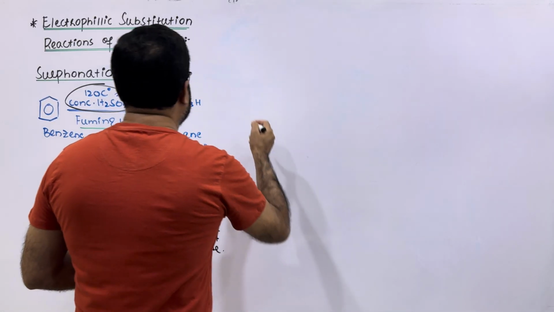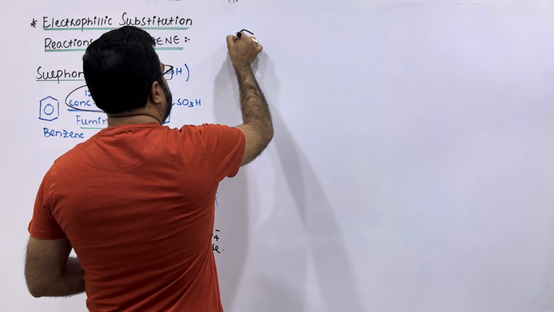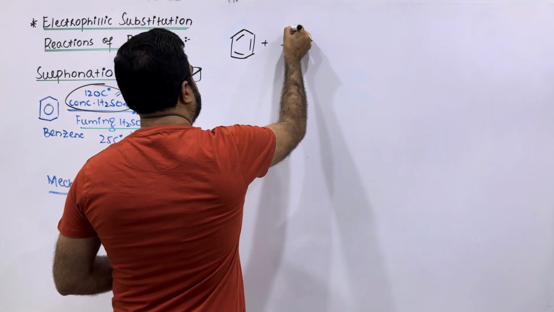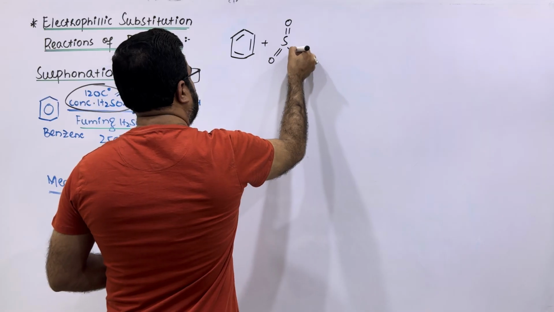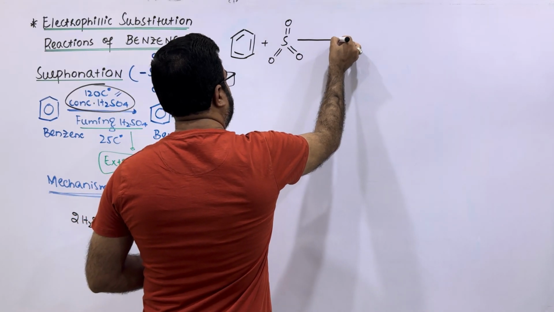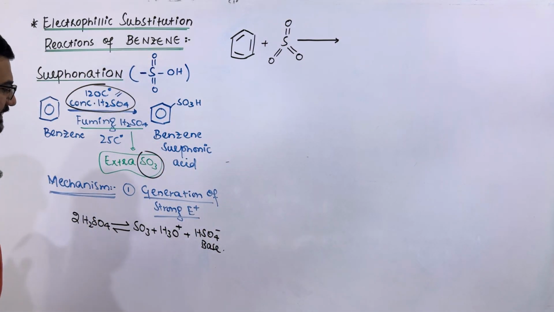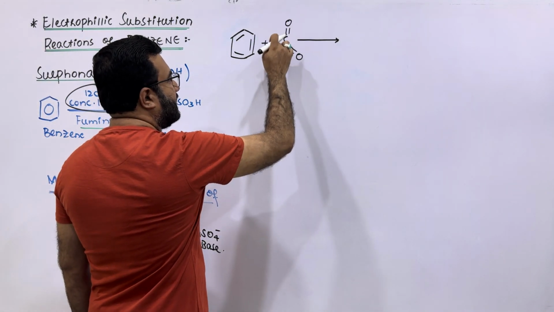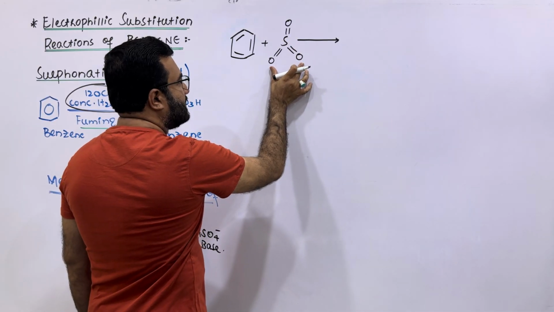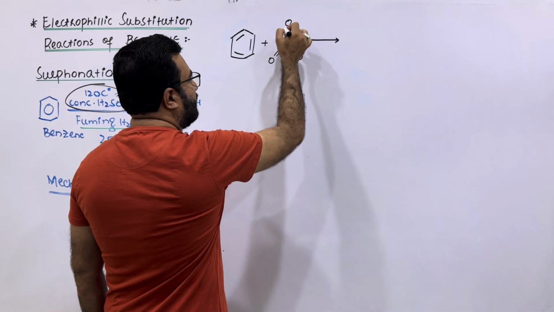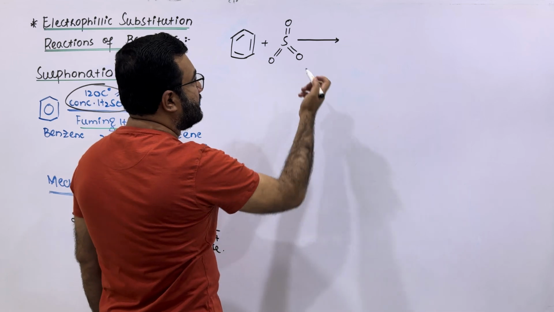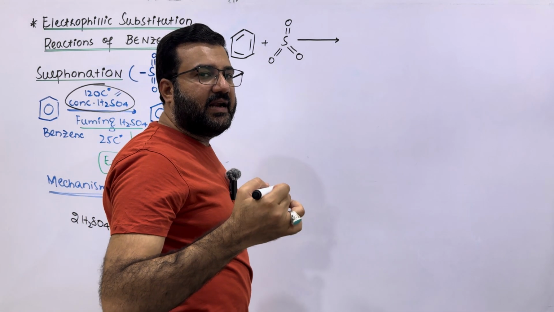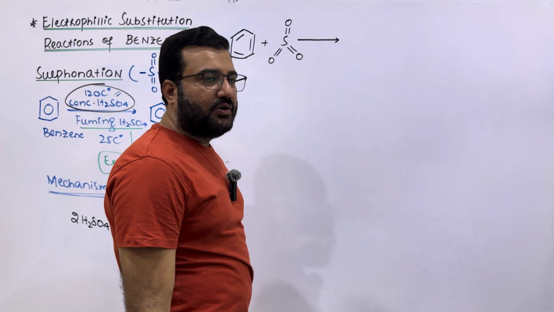Now, in the second step, as we have already discussed in the general mechanism, the strong electrophile, which is SO3 in this case. In case of SO3, my dear students, this sulfur is the central atom which is attached to highly electronegative oxygen atoms. So these highly electronegative oxygen atoms will pull the electrons away from this central sulfur and this central sulfur will become highly electron deficient and it will act as a strong electrophile.